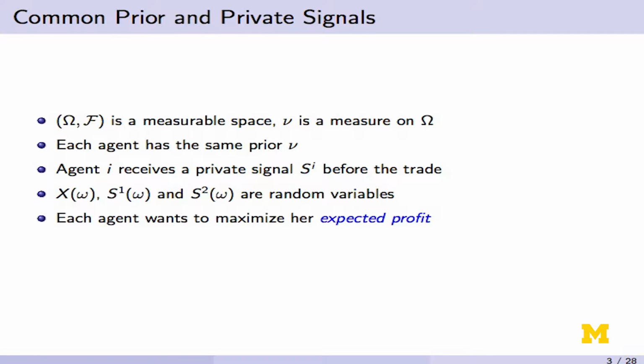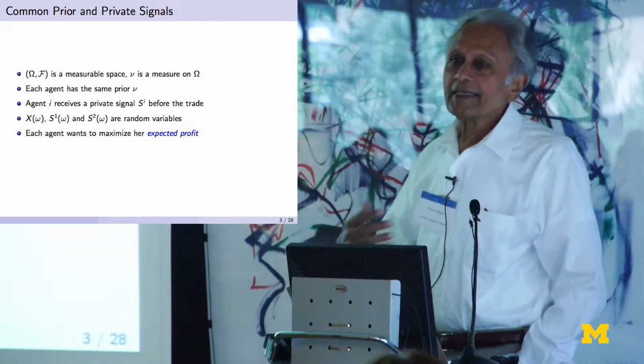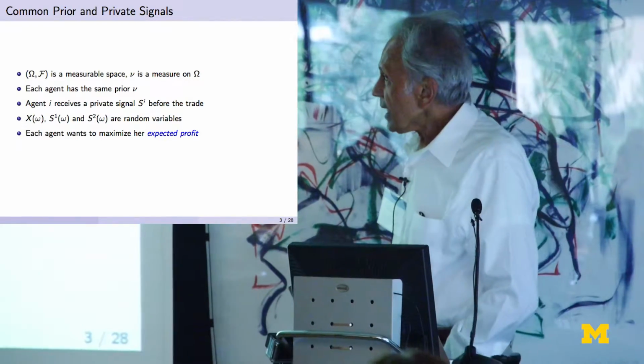We'll start with a measurable space Omega. Everything which is random is measurable with respect to that space. And nu is a measure on Omega, which is really, in this agent's case, their prior.